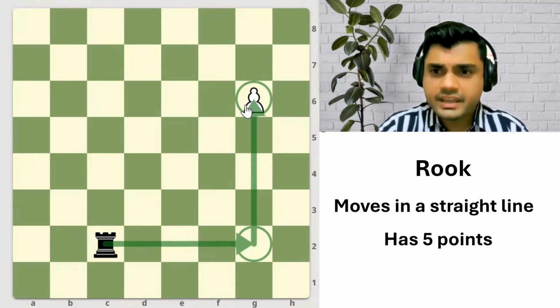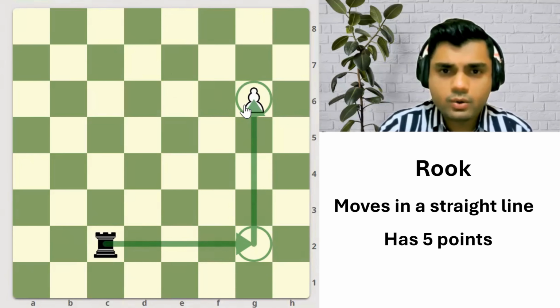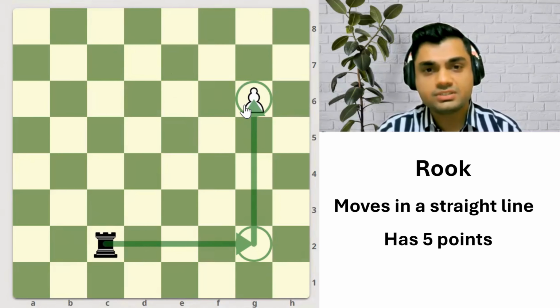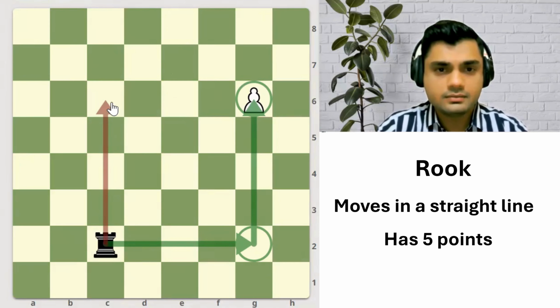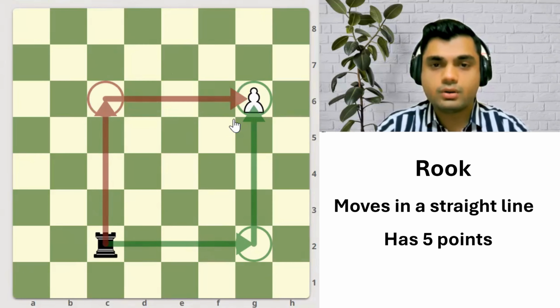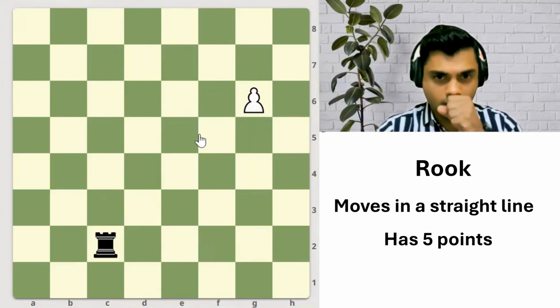Okay, students, can you find another way to capture this pawn? There is another way to capture this pawn. Yes, first we can take the rook up on C6, and then we can capture the pawn. Very good. Okay.